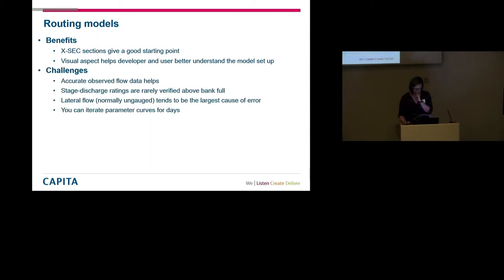As for the challenges I've encountered, having accurate flow data at the top and the bottom of a routing model does significantly improve the prospect of calibration, which also corresponds with having confidence in the stage discharge rating at the gauges. None of the ratings within the project that we looked at were gauged above bankfull, so we didn't have much confidence in any of the high flow ratings. The additional challenge is the influence of intervening lateral flow. This tends to be ungauged and can bring a large source of error into the model.